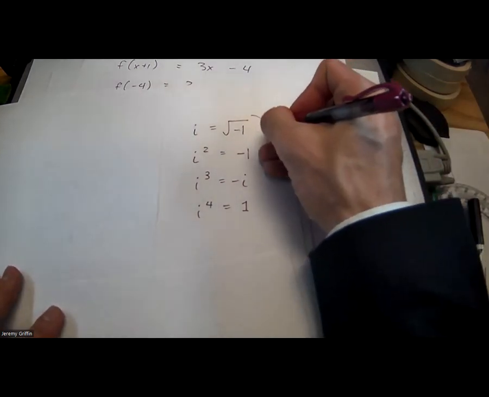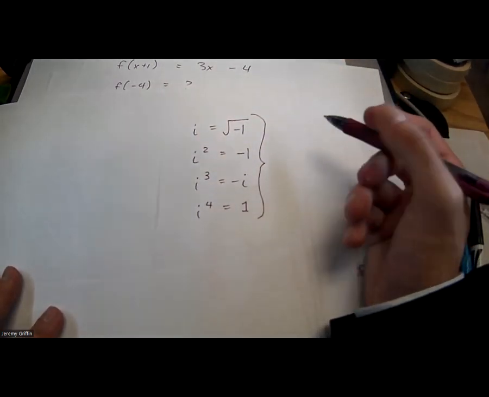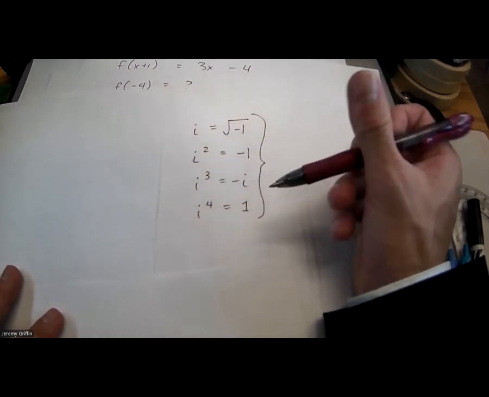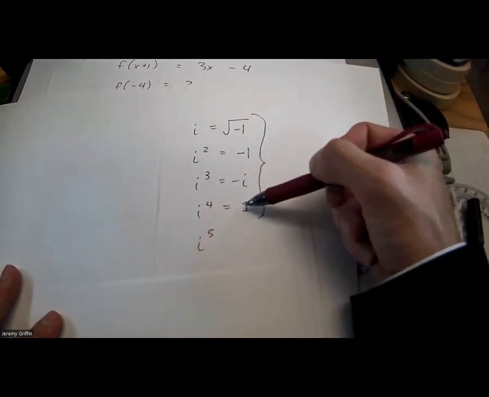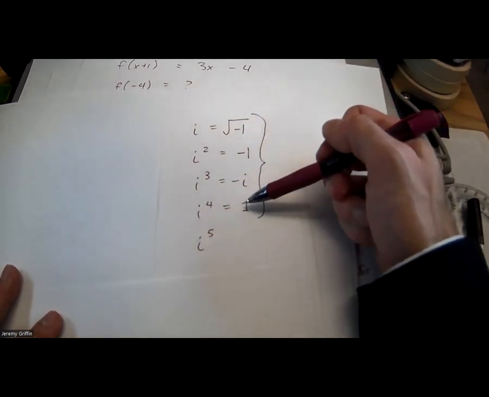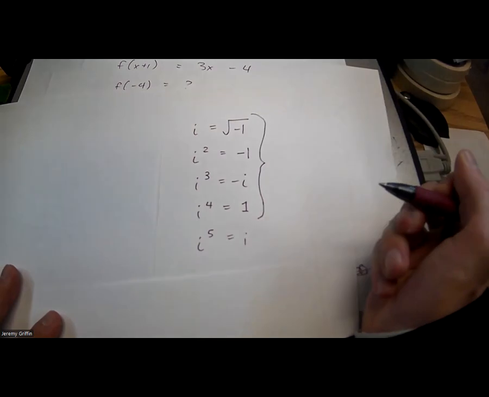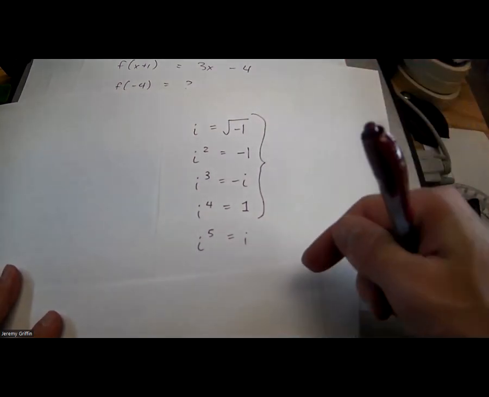And this right here is your four-part cycle with i's. You can go up to four, because once you go beyond that, like i to the five, isn't that just i to the four times i, which is one times i, the same thing as i? And so it'll just cycle through.